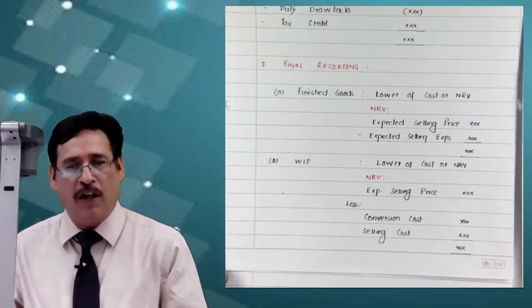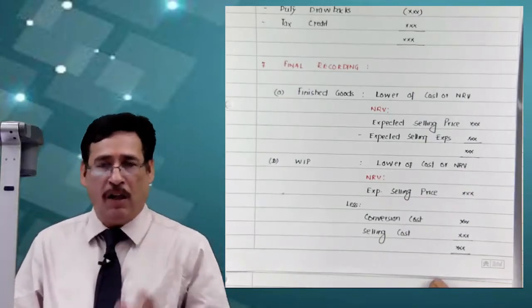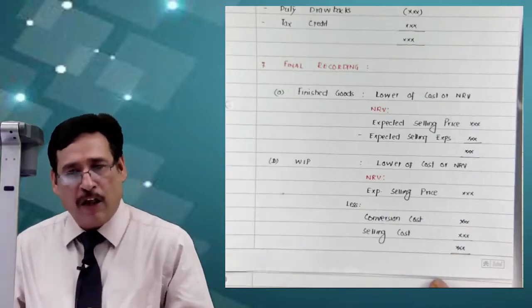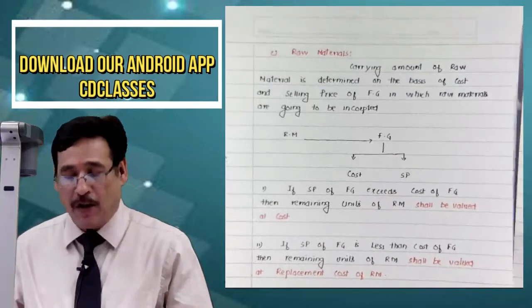So while computing NRV in case of work in progress, we need to exercise caution, because in case of work in progress, NRV will be arrived at after subtracting what we call conversion cost over here. This is the raw material, correct?